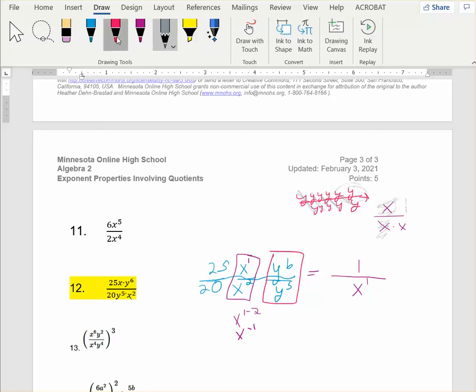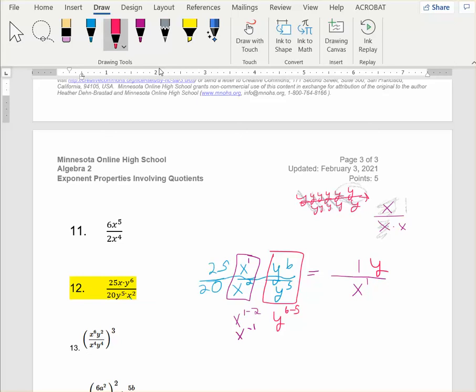Or I can use the rule that says when you have the same base, y and y, you subtract the exponents. So that would be y to the 6 minus 5, and that's y to the 1, and that will be in the numerator. So far I have y over x.